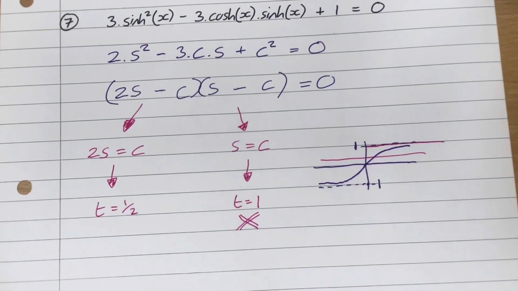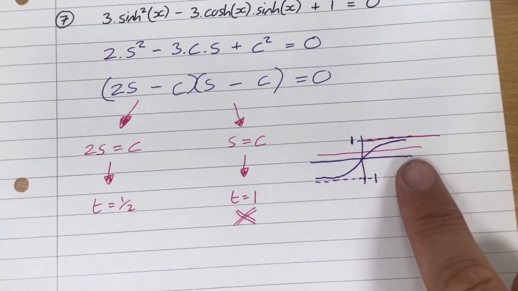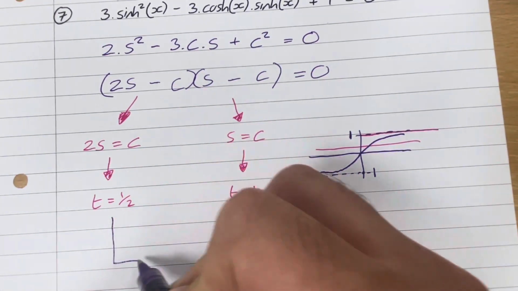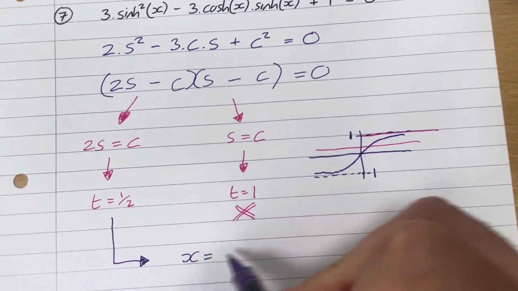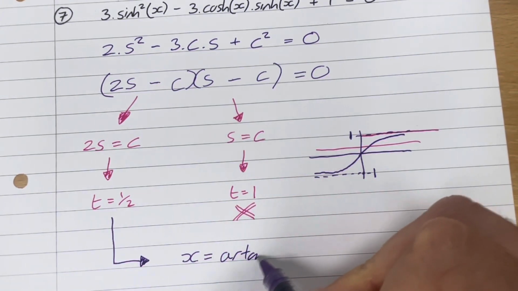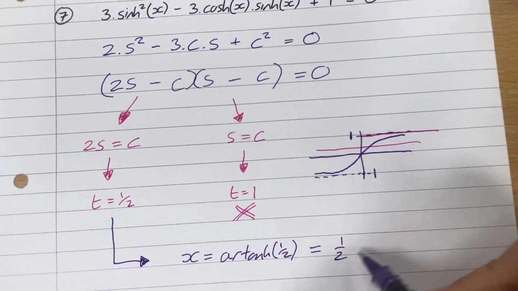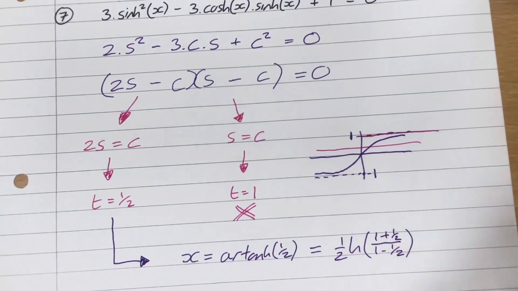So we're going to use the logarithmic definition of artanh to get our solution. So let's bring that down here. If tanh of x equals a half, then x is going to equal artanh of a half, which by definition is a half times the natural log of 1 plus a half divided by 1 minus a half.